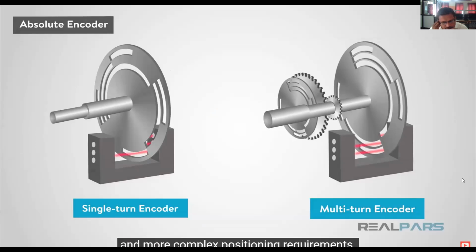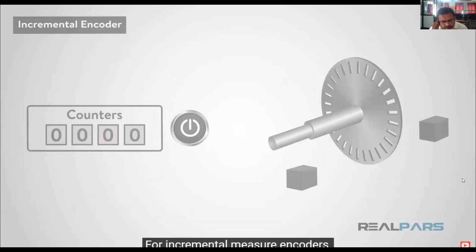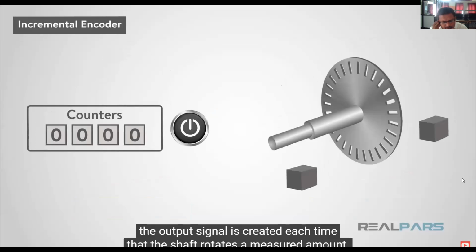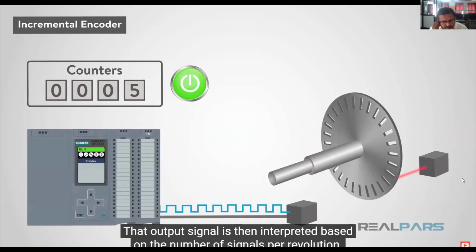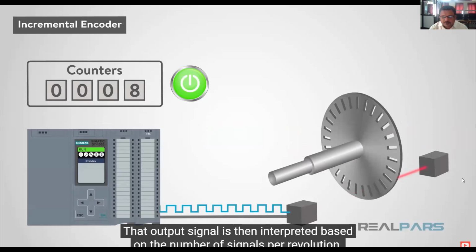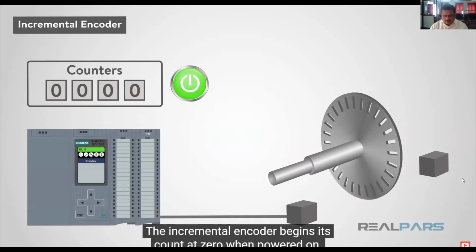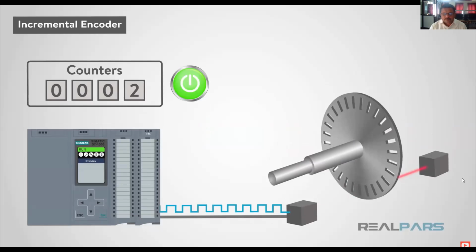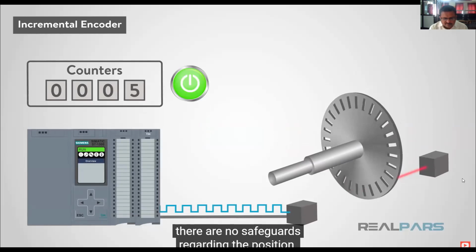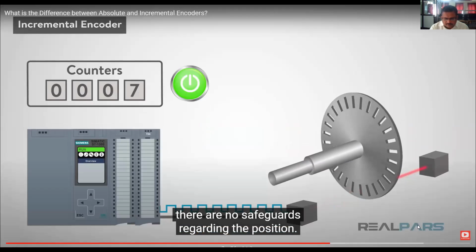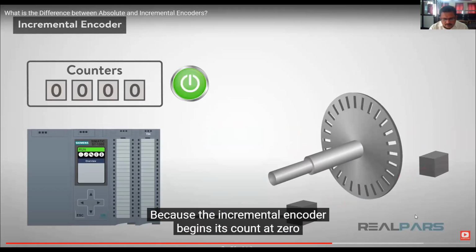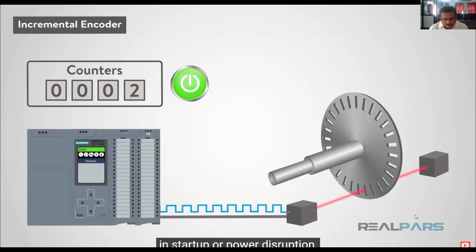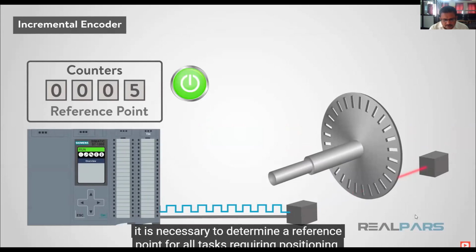For incremental measure encoders, the output signal is created each time that the shaft rotates a measured amount. That output signal is then interpreted based on the number of signals per revolution. The incremental encoder begins its count at 0 when powered on. Unlike the absolute encoder, there are no safeguards regarding the position. Because the incremental encoder begins its count at 0 in startup or power disruption, it is necessary to determine a reference point for all tasks requiring positioning.